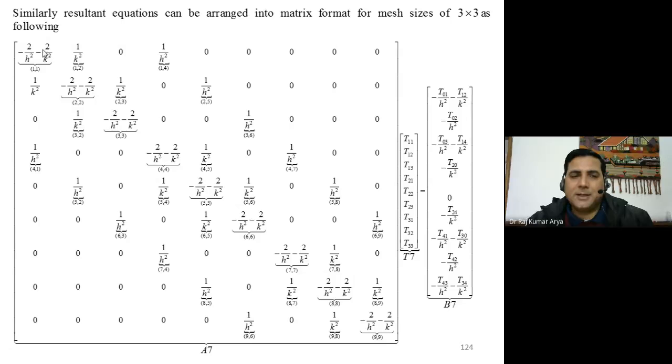Now, if I see the second element, this is 1 by k square. This is also 1 by k square. So from 1 to 2 it is the same. After that, I am getting a 0. Again, for 2 rows, it is the same. Again, I am getting a 0. Again, for 2 rows, it's the same.